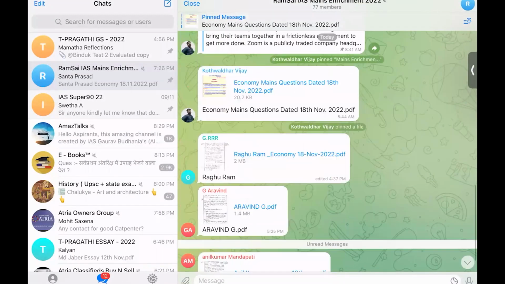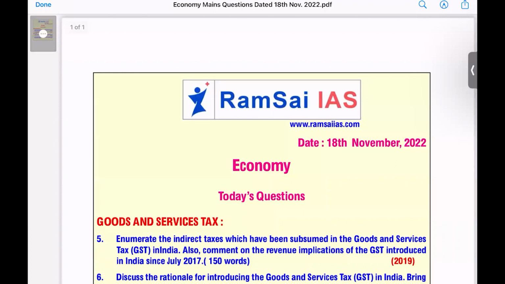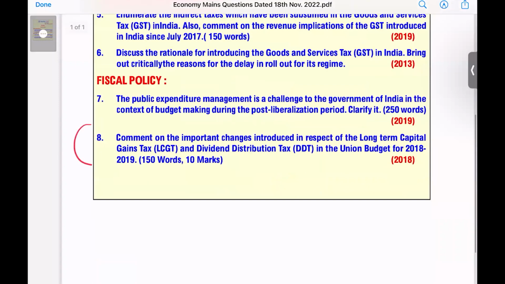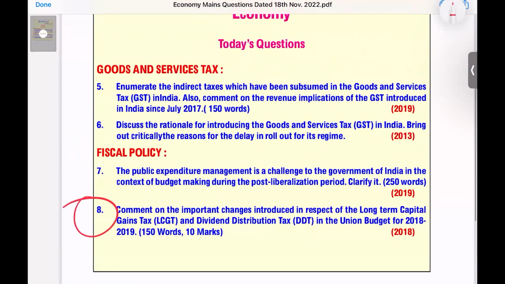So next class we'll start with the 8th question. I'll ask Vijay to add the 8th question and then give it. Mostly it will be on Monday or Tuesday. Whatever it is, it will be informed in the group.